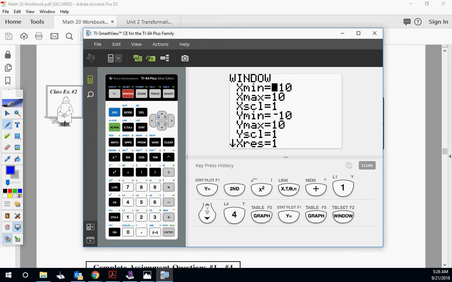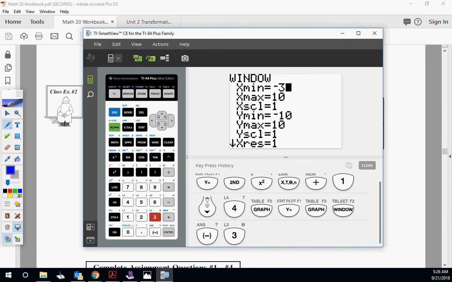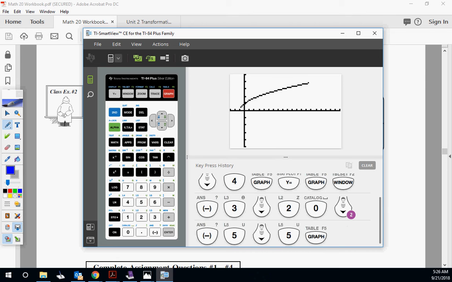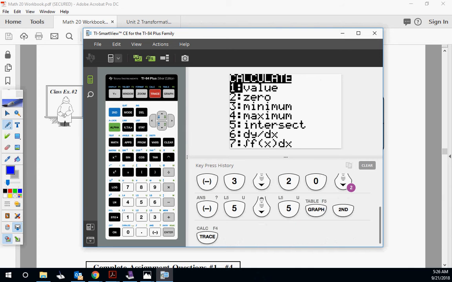So we're going to go window, x min, let's change this to -3, 20. We're going to go down here for the y min, and we're going to go -5 and 5. Now let's look at the graph. Now we see the intersection, so we feel pretty good about that. So now what we do is we hit second trace. If you're following along with me and you don't hear or see exactly how I push, it's right here below in the key press history. See down at the bottom, second trace, that's where I'm at.